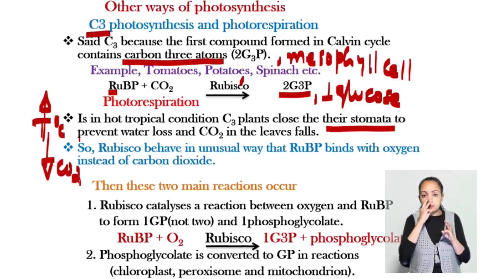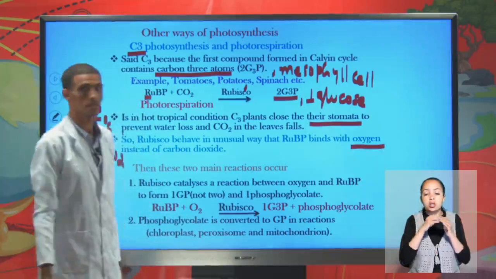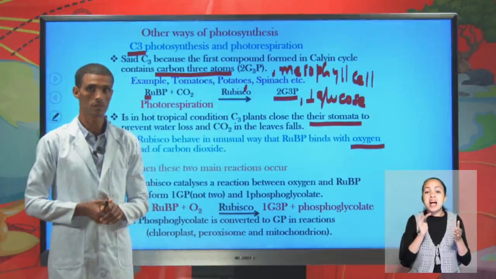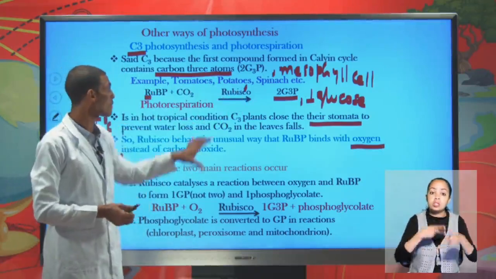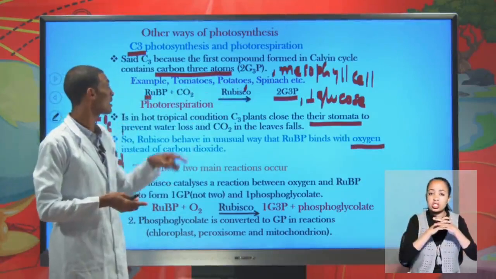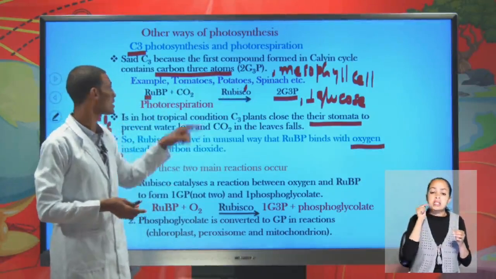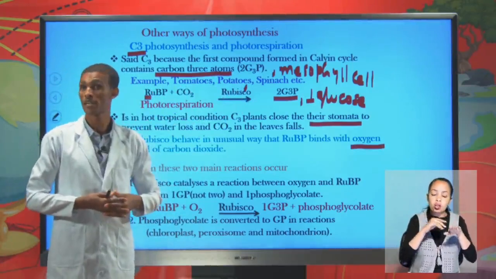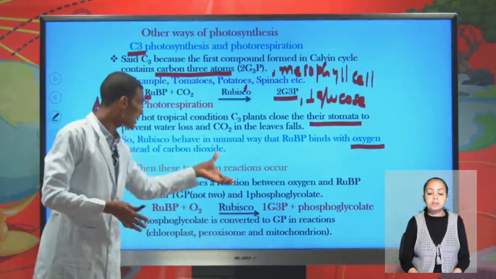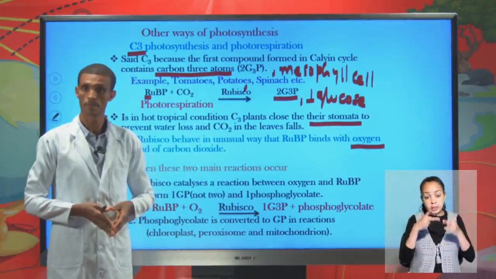Instead, Rubisco behaves in an unusual manner that allows ribulose bisphosphate to bind with oxygen instead of carbon dioxide. In this manner, oxygenase catalyzes the process. The system by which C3 plants behave in this manner, the reaction between ribulose bisphosphate and oxygen instead of carbon dioxide, is said to be photorespiration. Well done. There are two main reactions that take place in this process.